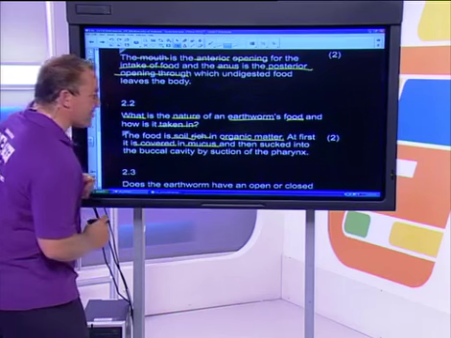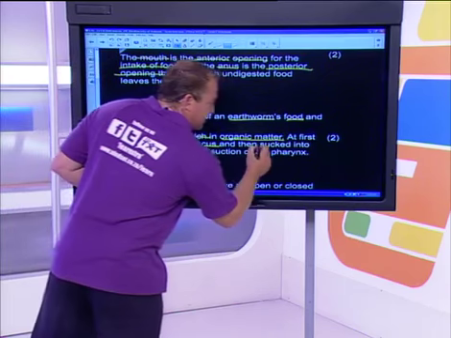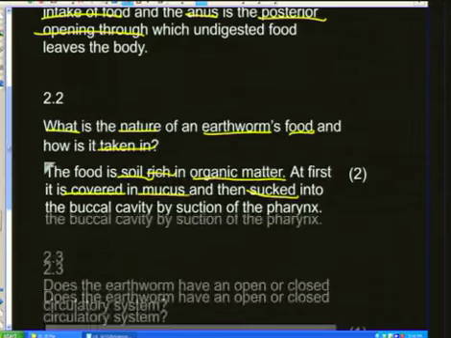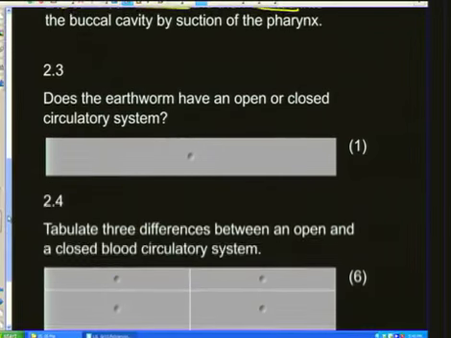Okay, so he puts the mucus in. Then it sucks it into the cavity inside its body so that digestion can take place. Remember that suction comes from the pharynx, right, which is in the throat. Right. There we go. Then, the next one.